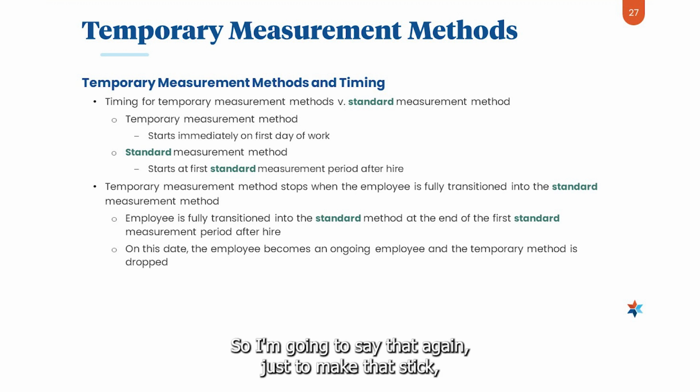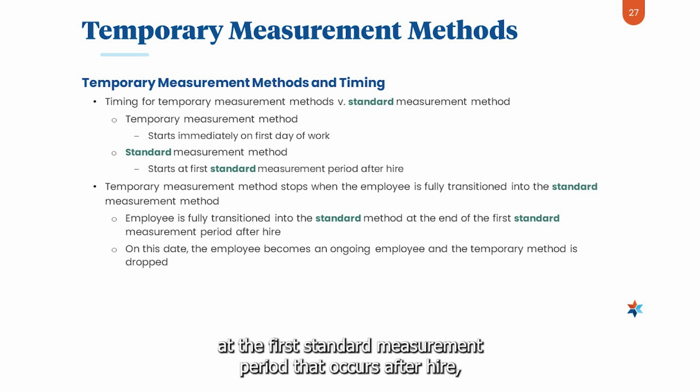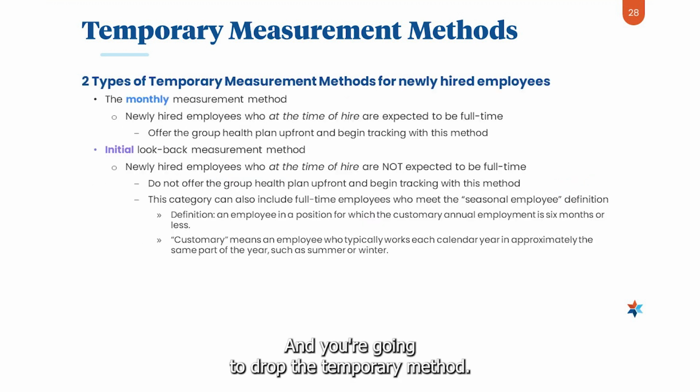So I'm going to say that again just to make that stick. You are going to start the standard measurement period at the first standard measurement period that occurs after hire, and they'll be fully transitioned into an ongoing employee on the last day of that first standard measurement period. And you're going to drop the temporary method.